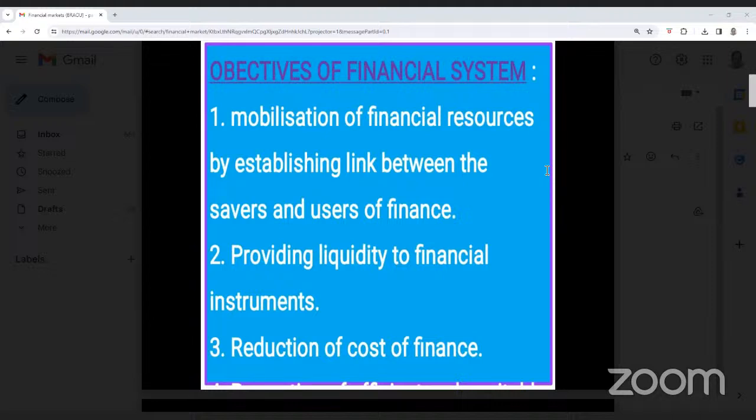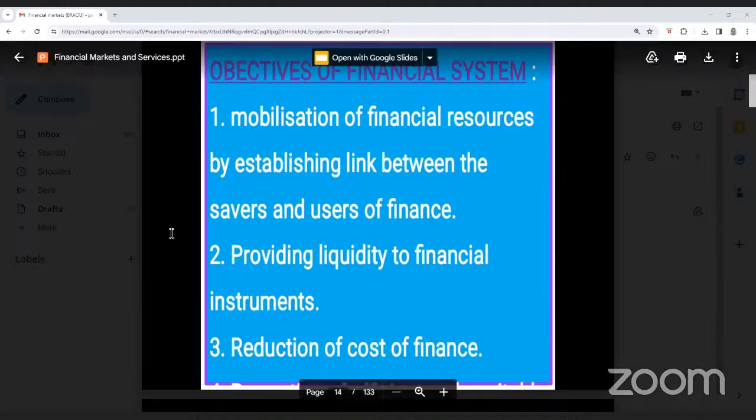What will the people do? They will pay the interest to the bankers and they will invest the money in other activities where they can earn profits. Is it clear? It is a link between the savers and the users of finance. The finance they have taken, they convert into other activities, and then they make money. Is it clear?